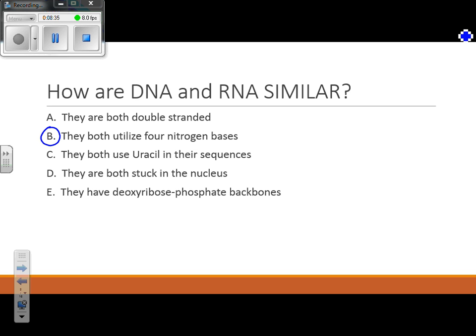If we walk through the rest of this, only DNA is double-stranded. RNA is single-stranded, right? Only RNA uses uracil in their sequences. DNA uses thymine. DNA is the only one that's stuck in the nucleus, which is why we need RNA in the first place. And DNA, the D stands for deoxyribose. The sugar that's in RNA is simply ribose. So the only one that works is B here.